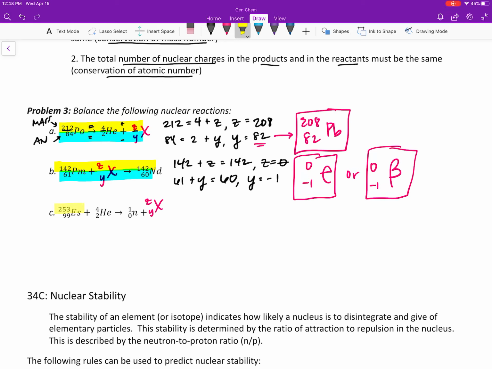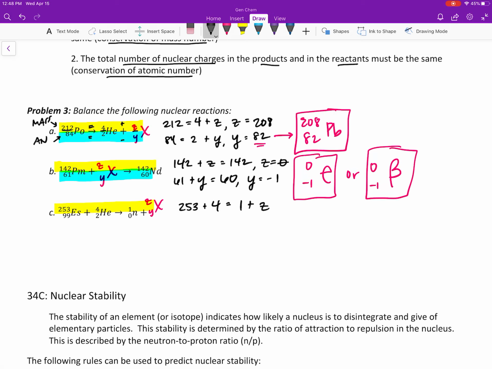So I'm going to take 253 plus 4 equals 1 plus z. So we can see even though there's two reactants, it's not going to change the way I set up my formula. It's not going to change, and you can choose any variables. It doesn't have to be X, Y, and Z. You could do A, B, and C, whatever you want.